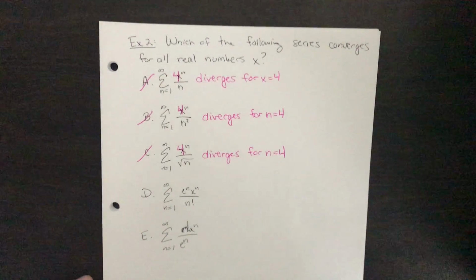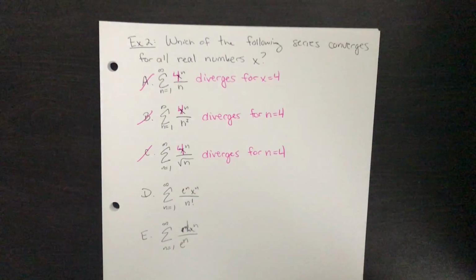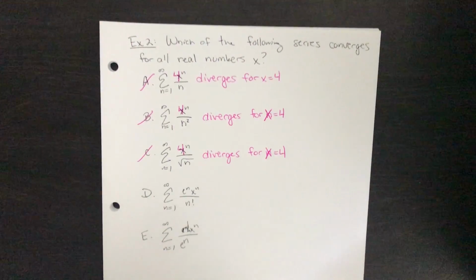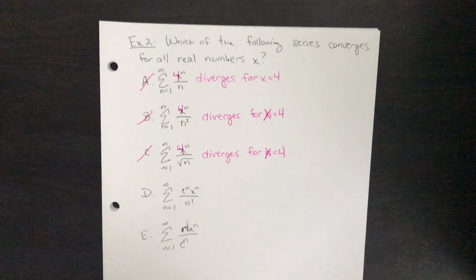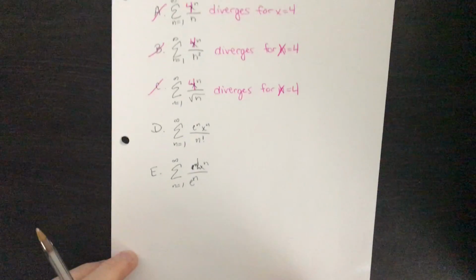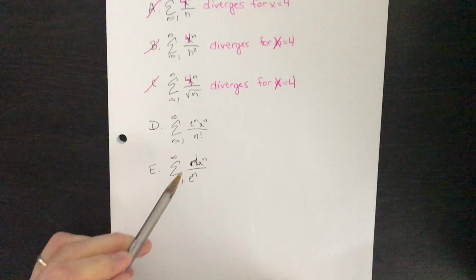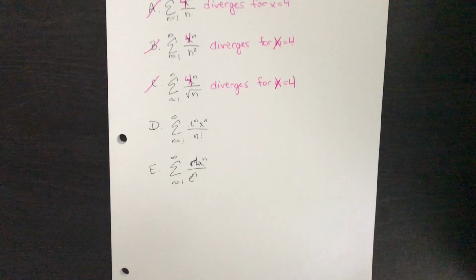Don't even bother doing the ratio test on them because you plugged in an x value and you found it diverges. Oh, I said n for B and C, I meant x equals 4. It diverges for at least one x, therefore it doesn't converge for all real numbers of x, so it's out. So D and E are the last two that we're going to look at, and it's nice because we have an exponential and a factorial. We just got to figure out which one has the exponential and factorial in the correct spot.